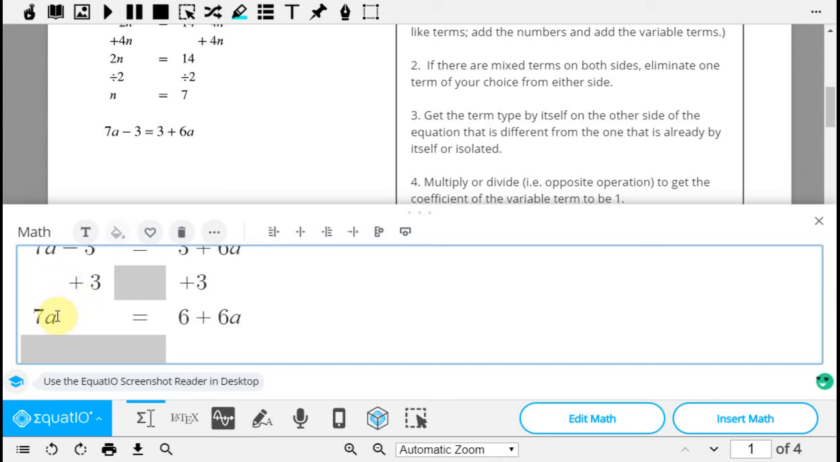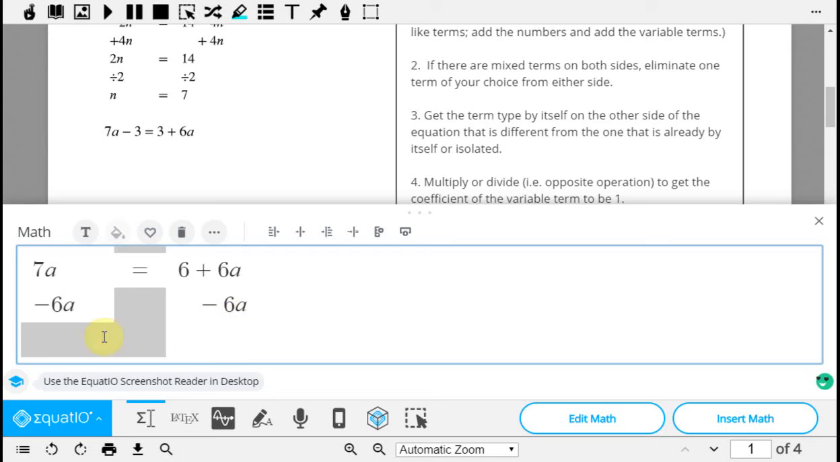So 7a is isolated, it's by itself. I need to get the 6 by itself on this side. So I need to get rid of this 6a. Opposite operation says that I should do minus 6a. And then I need to do that same operation on the other side. So I'll put a minus 6a on this side. 7a minus 6a is a, and that equals 6a minus 6a, those cancel, I'm left with a 6. So now I know that a is equal to 6.